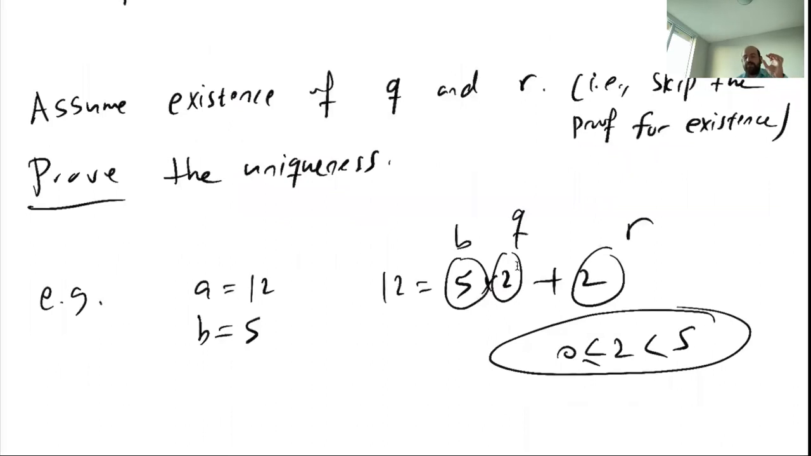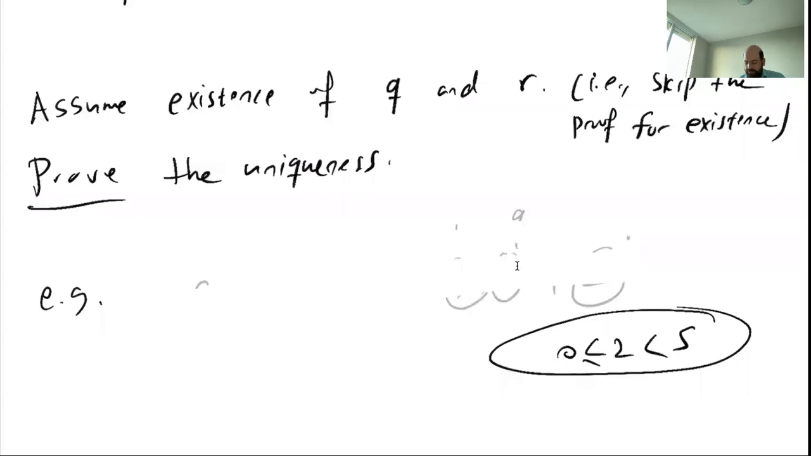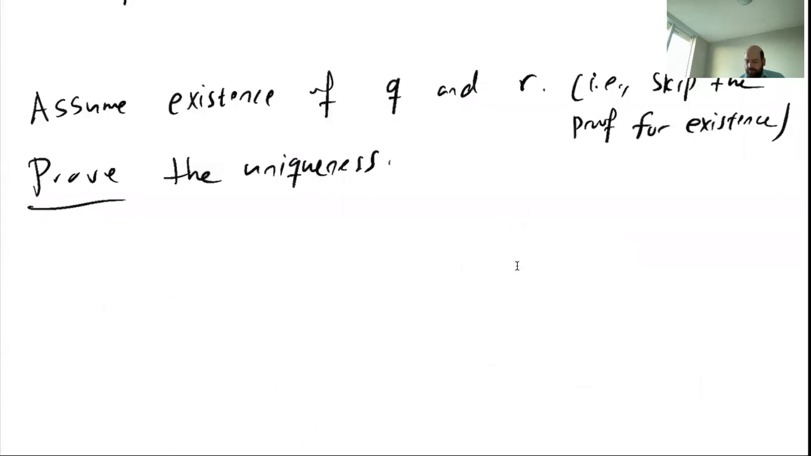So the division algorithm has to be proved. The proof has two parts: existence of remainder and quotient, and uniqueness of remainder and quotient. Right now, we want to prove the uniqueness. So how can we prove uniqueness in mathematics? We can assume that there are two such objects. Right now, there are two objects of interest: the quotient, which we call Q, and the remainder, which we call R.